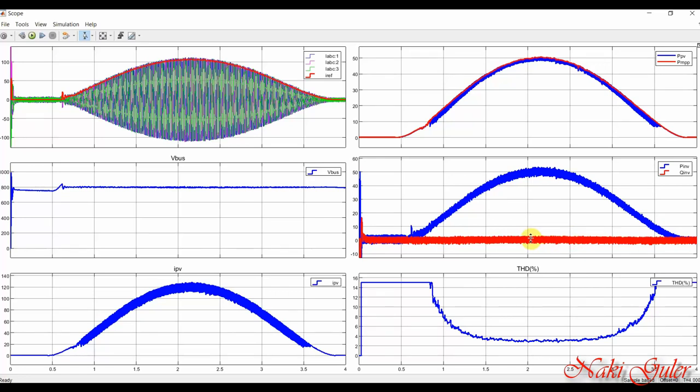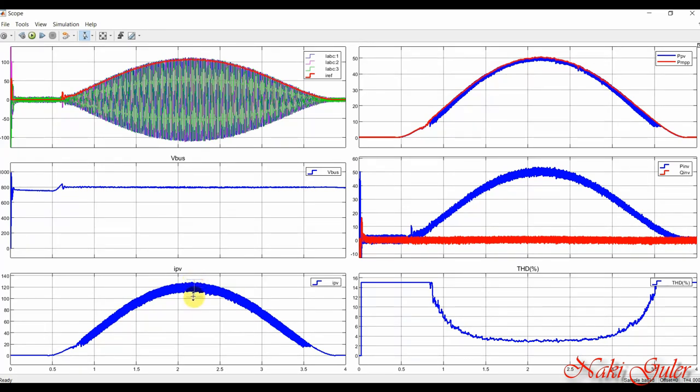And also the reactive power injected to or from the grid is around zero. We only want to control the transferred active power, and we want zero reactive power. Another parameter, IPV, is the PV current. So PV current is important for us.